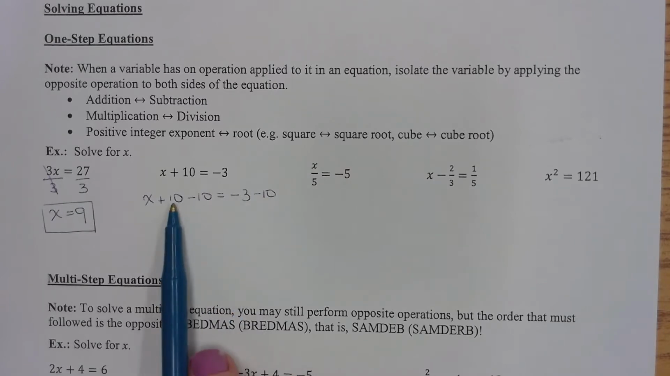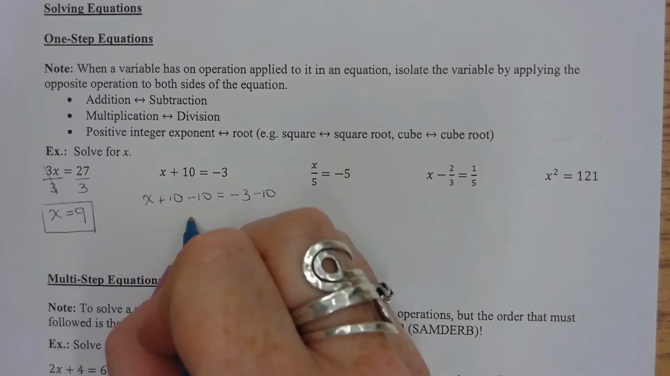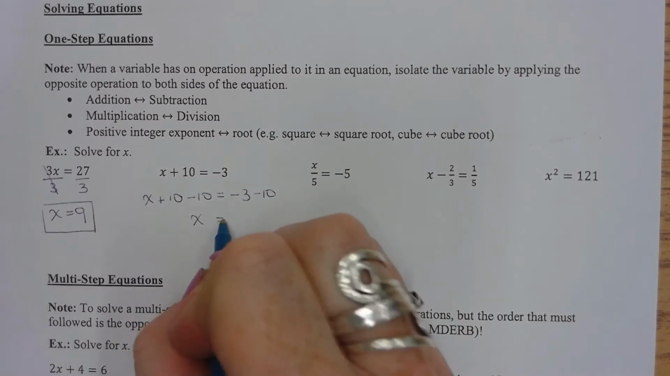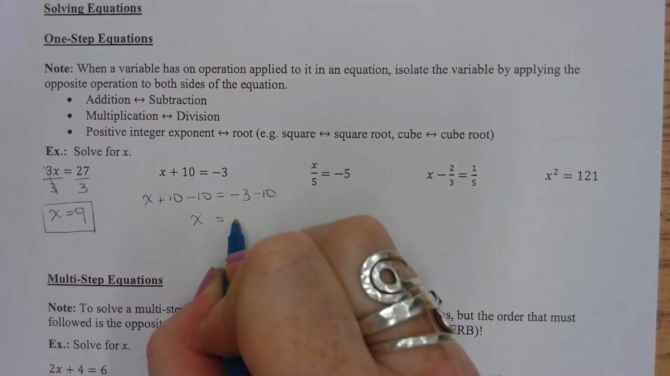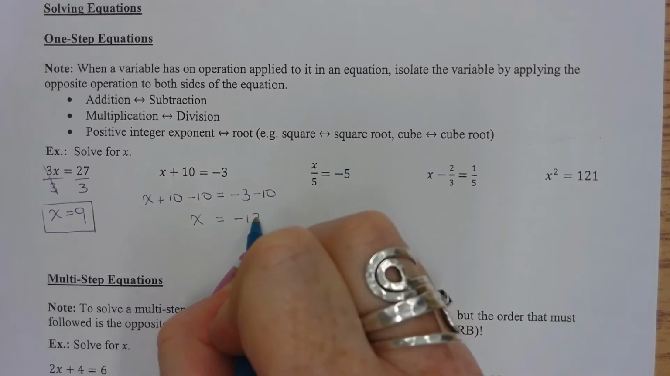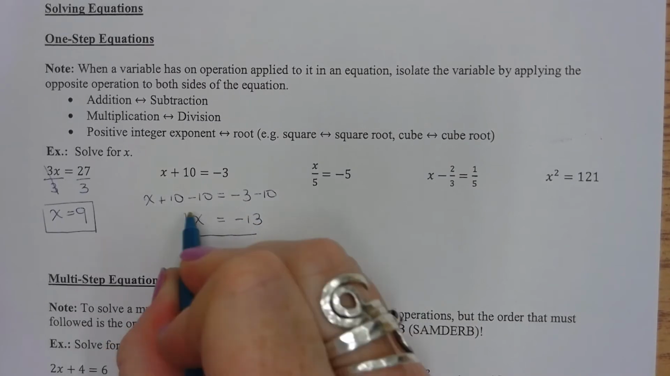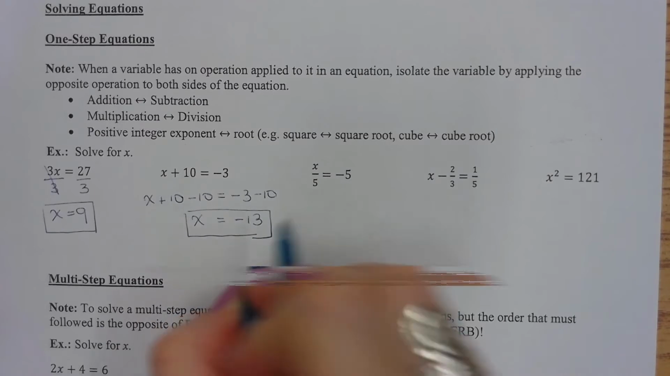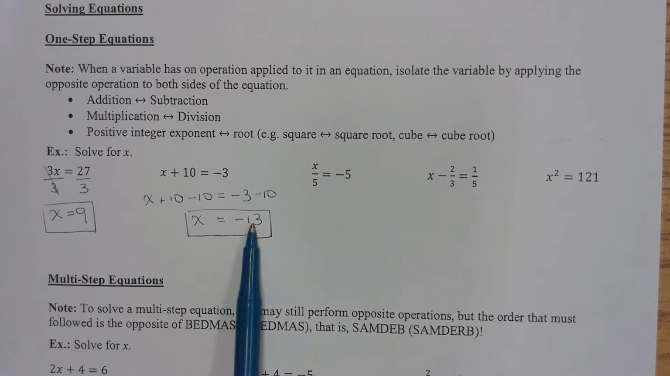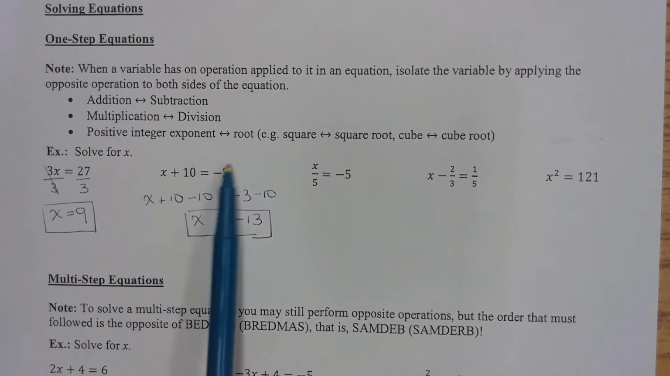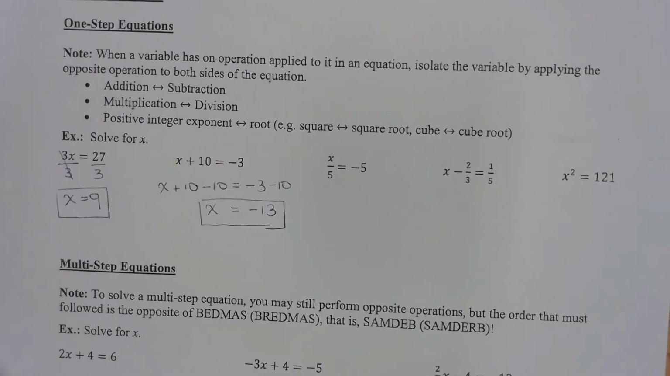So here, 10 minus 10 is just nothing, so I don't have to write that, so I have x. And negative 3 subtract 10 is just negative 13. So now I know that x is negative 13. Well, I can try it. Negative 13 plus 10 is negative 3. Yep, that worked. So on to the next one.